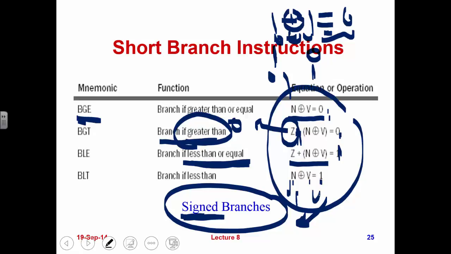So if you go to the table and check all of them, the condition is clear. BGE is on page 542, and BGT, BHI and BLE show up on page 543, and BLT too. It gives them very clearly.